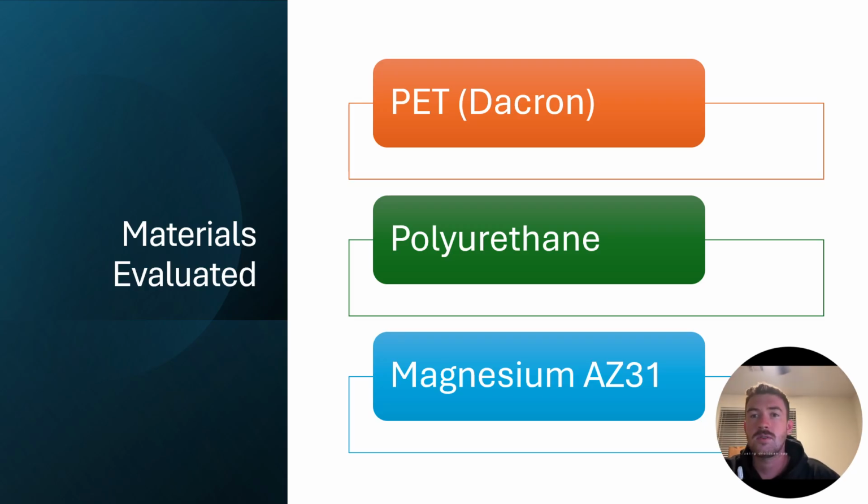Alright, so now we're going to go ahead on to materials evaluated. The ones that I looked at: I compared PET, polyurethane, and magnesium alloy AZ31. These were evaluated based on strength, cost, corrosion resistance, and clinical biocompatibility. I felt like these were the strongest factors that would impact a product of this material type and functionality.